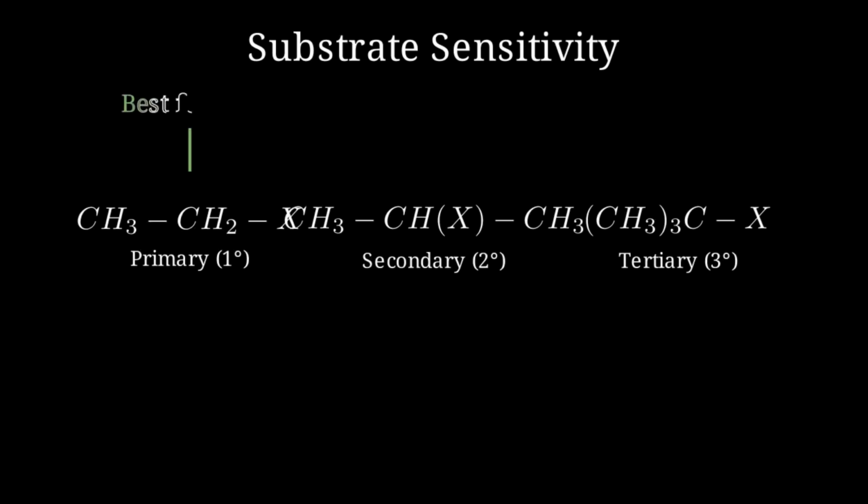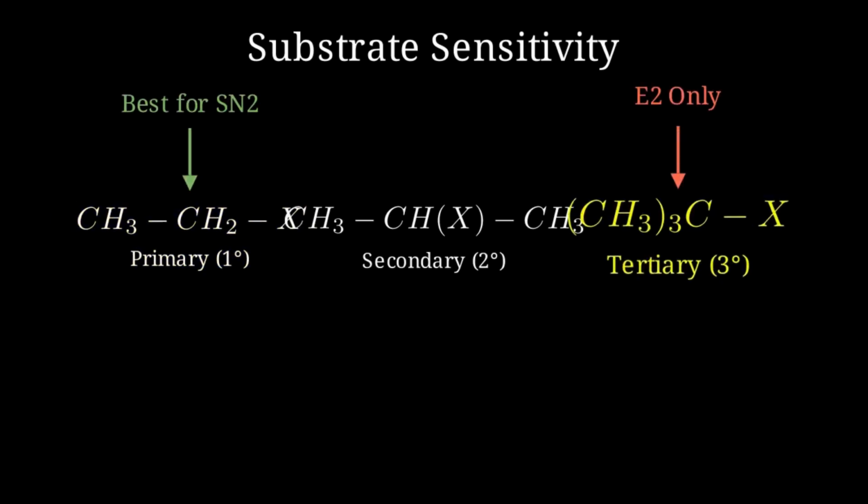Primary alkyl halides have plenty of space for backside attack, favoring SN2. Tertiary halides are too crowded for the nucleophile to reach the carbon, making E2 elimination the exclusive outcome.